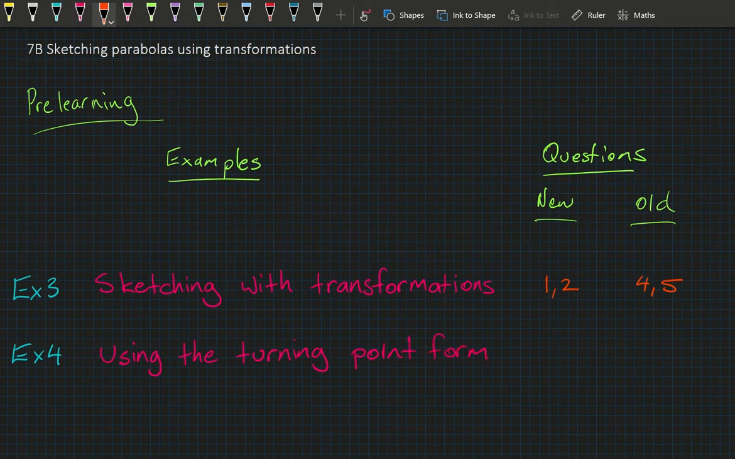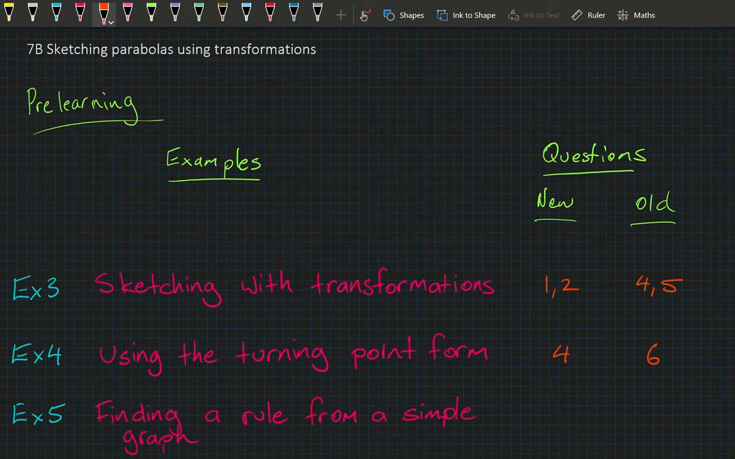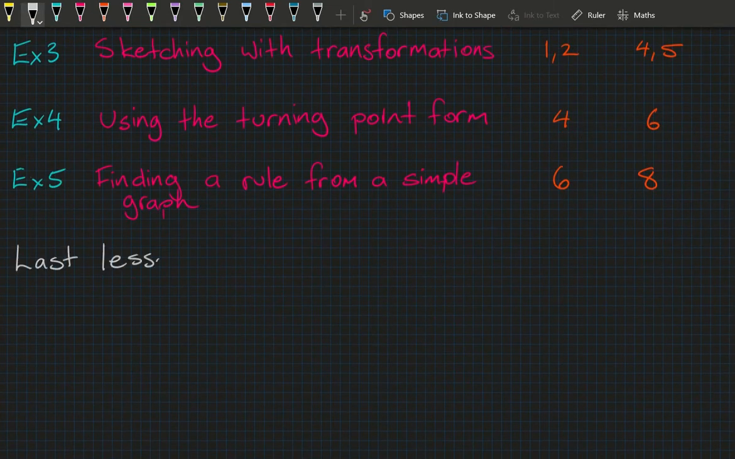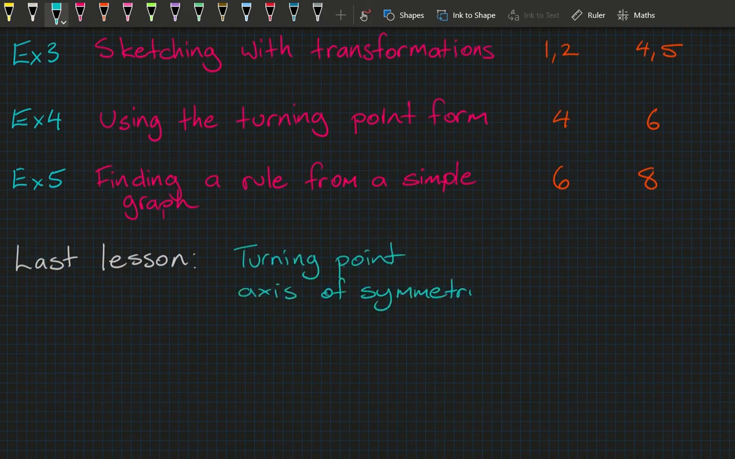Your pre-learning for this example will be question 4 in the new book and question 6 in the old book. And then we'll do example 5, which is finding a rule from a simple graph. Your pre-learning for this example will be question 6 in the new book and question 8 in the old book.